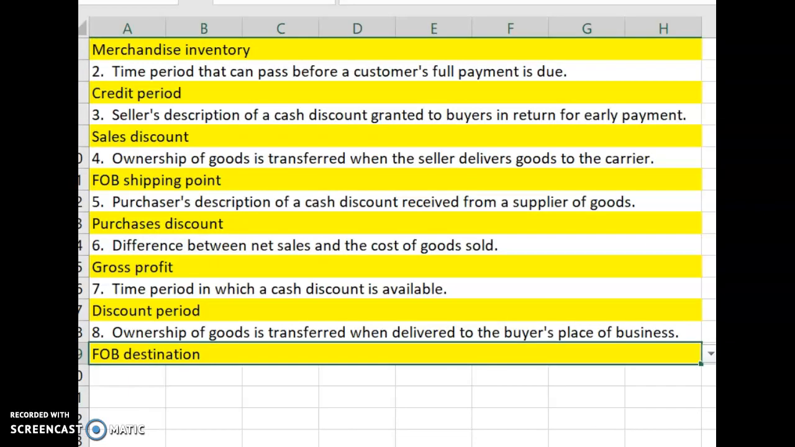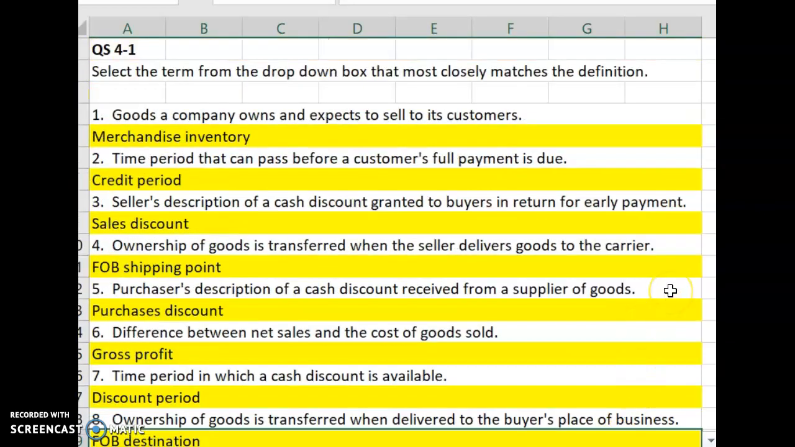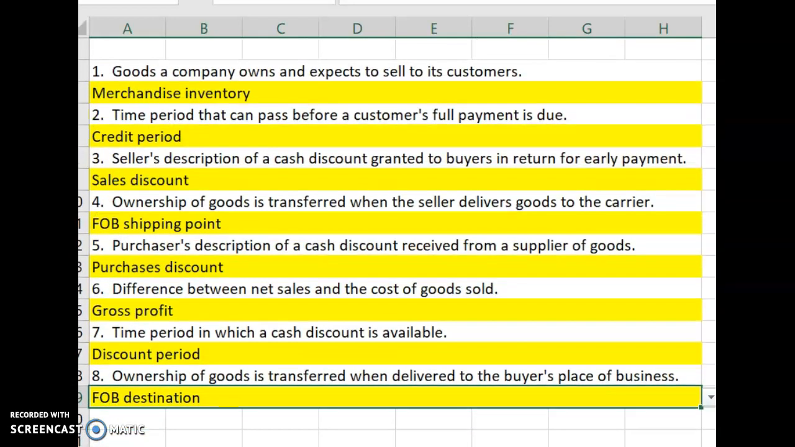And on number 4, you're asked to select the term from the drop-down box that most closely matches the definition. So you can take a look at that and see if you got them right. If not, take a look at the definitions again and make sure that you understand it. And that concludes this lesson.